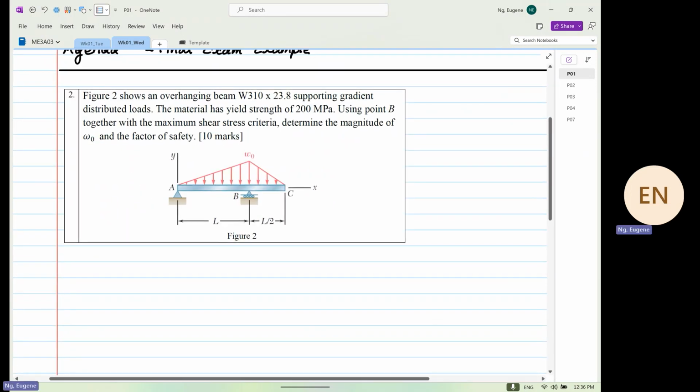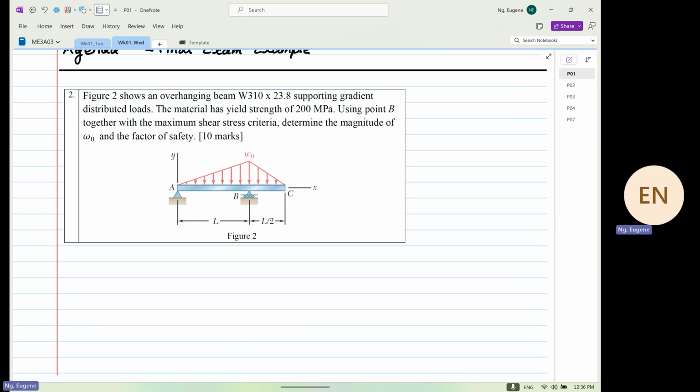The figure shows an overhanging beam of W310 by 23.8 supporting a gradient distributed load. The material has a yield strength of 200 megapascal. Using point B together with the shear stress criteria, determine the magnitude of omega naught and the factor of safety.